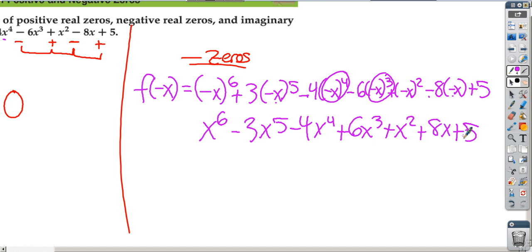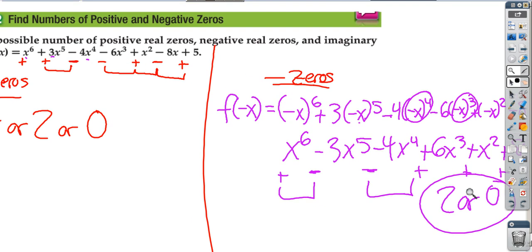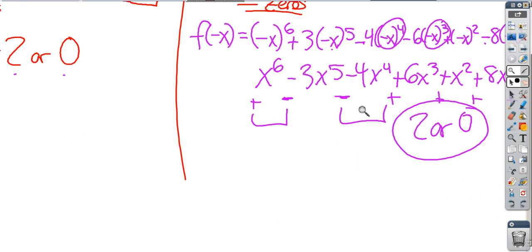So let's see how many changes there are. That's positive, that's negative, still negative, changes to positive, positive, positive, positive. So it looks like we have one change, second change. That means we could have 2 negative zeros or no negative zeros. And by the way, the number of total zeros, if we remember that theorem, should be 6. So here we could have 4 or 2 or nothing. Here, for negative zeros, we could have 2 or nothing.